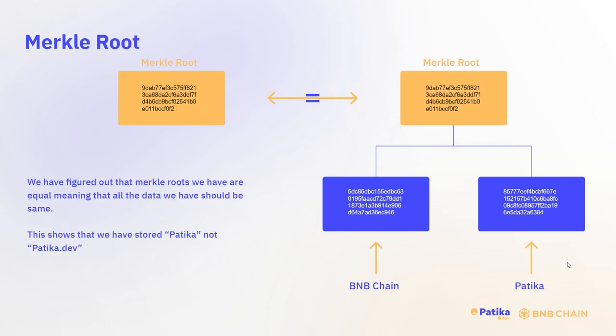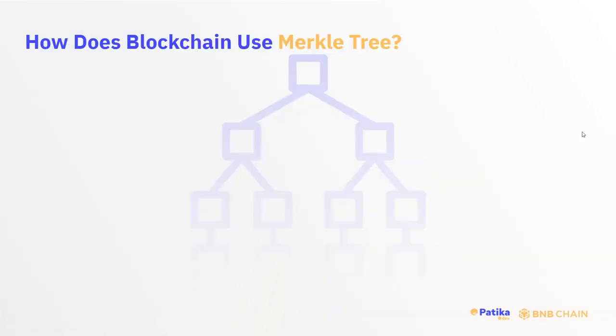So when I check for Patika, I am getting this Merkle root from the combination of these two hashes. And now I can say that, okay, from Patika and BNB chain, I've got this Merkle root, and it is the same as the one I have in my block header, meaning that the data is not changed. It is Patika instead of Patika.dev. Okay, so how does blockchain use Merkle tree?